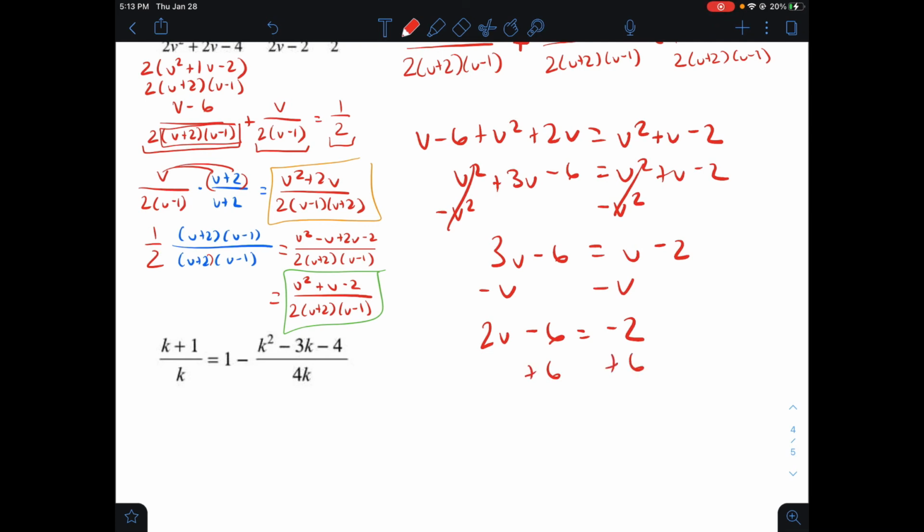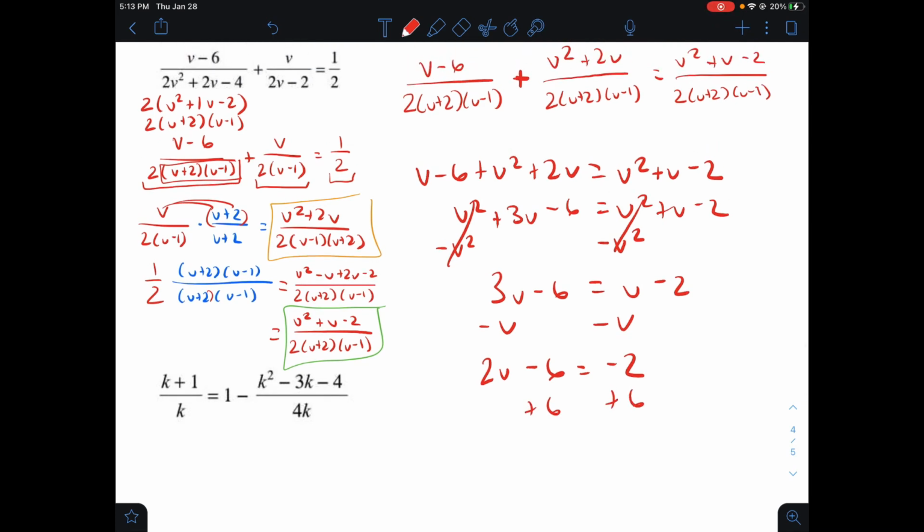Bring the 6 over, and you should end up with 2v equals 4. All right, and then you divide by 2, and you get v equals 2. And again, you got to check for those extraneous solutions.